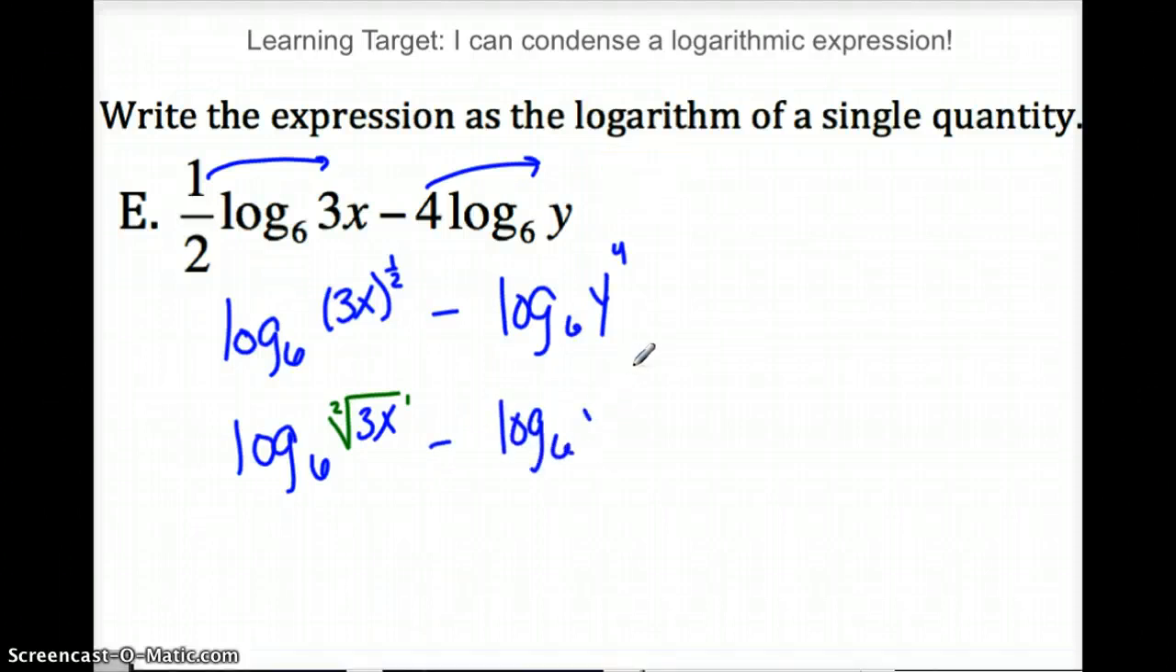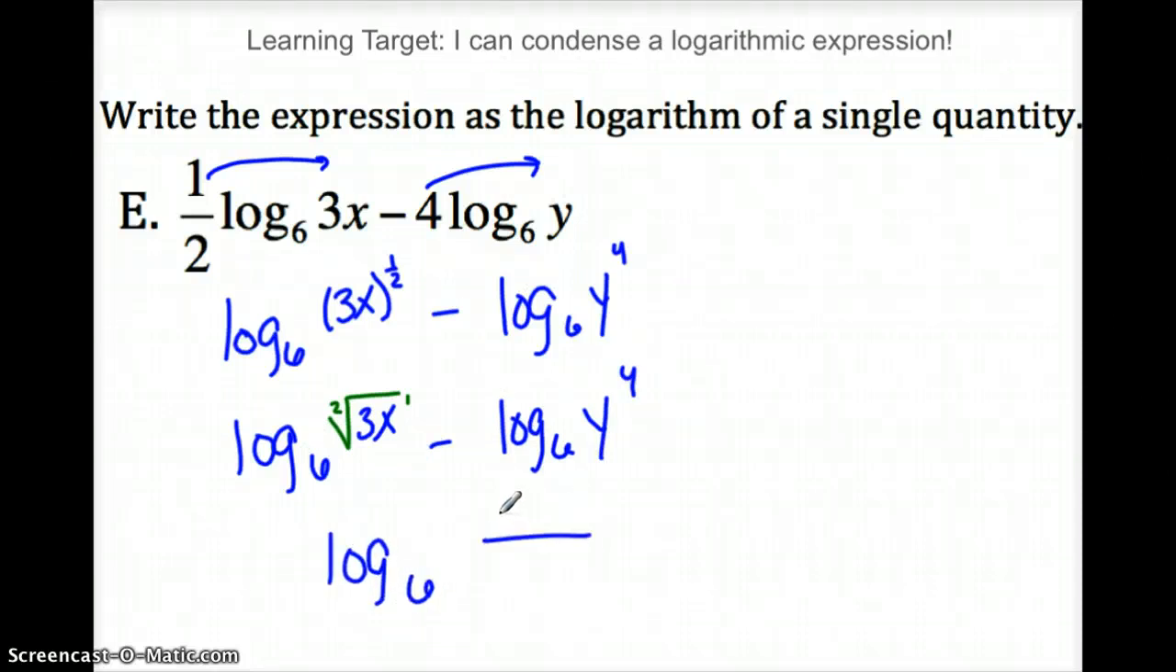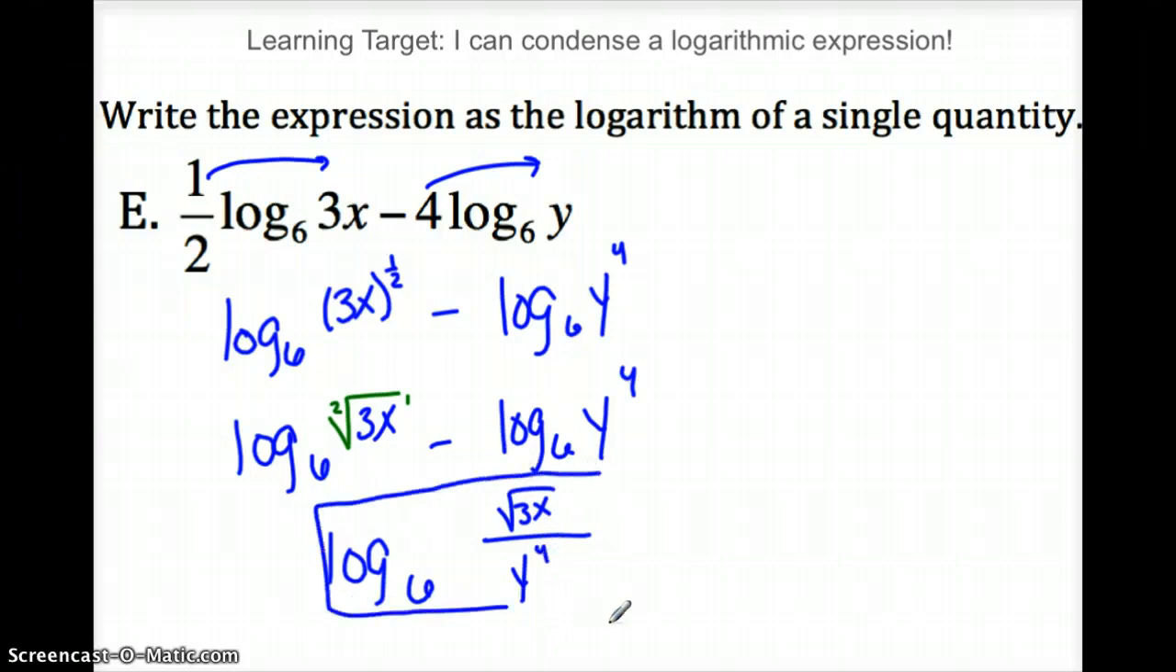Okay. Now last question, because I have a log minus a log. Why are they subtracted? Because again, we had division. So the square root of 3x on the top, y to the 4th on the bottom. So that would be the complete condensing.